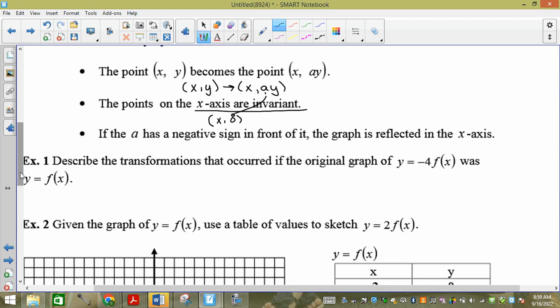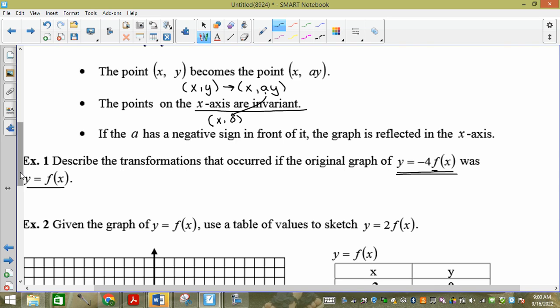So here we're going to describe the transformations that have occurred. We always go stretch, reflect, then translate. We will describe the transformations that occurred if the original graph of y equals negative 4 f of x was this. This is the original. It has nothing on it. That should make you happy, because then that means that's all transformations over there. Also, this one has an f in it, correct? So this is just another fancy way of describing the transformations without using words, right?